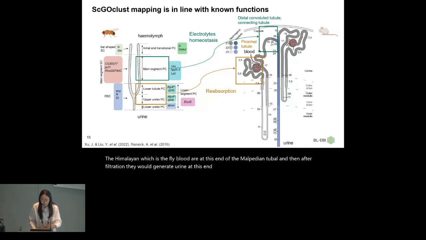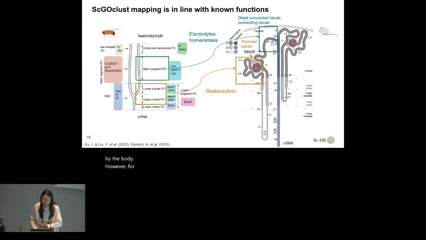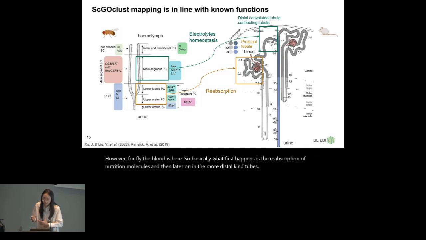So essentially, what happens first is the control of electrolyte homeostasis with water and ions, and then the reabsorption of possible nutrition to be used by the body. However, for mouse, the blood is here. So basically, what first happens is the reabsorption of nutrition molecules, and then later on, in the more distal kidney tubules, it would regulate more of the electrolyte homeostasis processes. So this is very interesting, and this was just impossible with any other method.